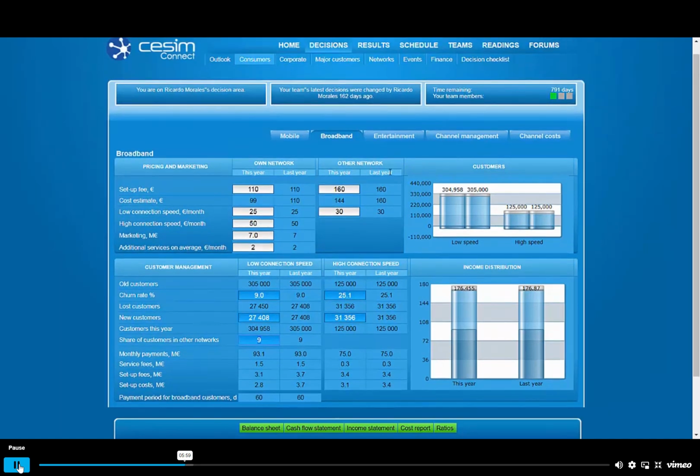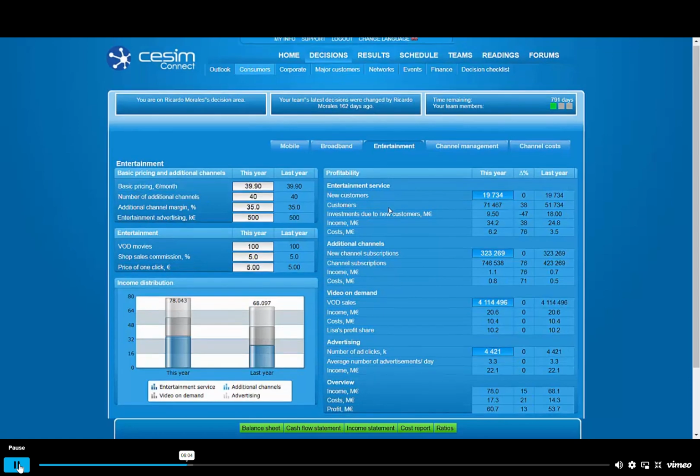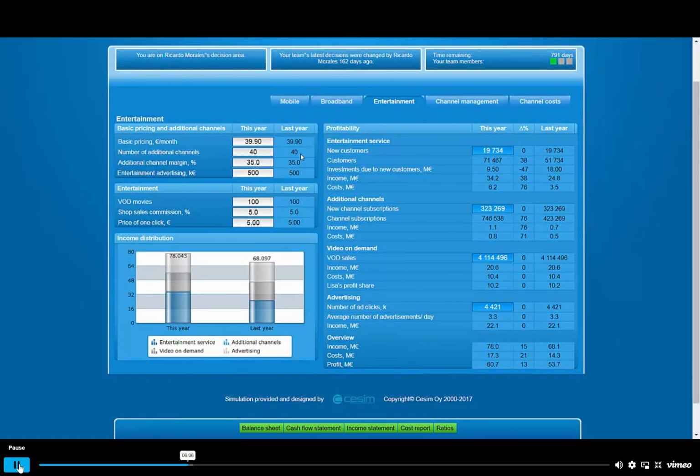Then we go on to the entertainment section, and here we offer an entertainment package where we have the basic package including fixed broadband. We set a monthly fee for that. Then we decide the number of additional TV channels we make available for those customers who use our package. And then we also decide what margin we want to make from those channels when we sell them to our customers.